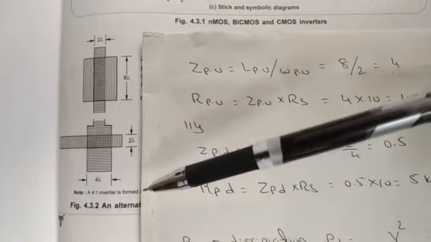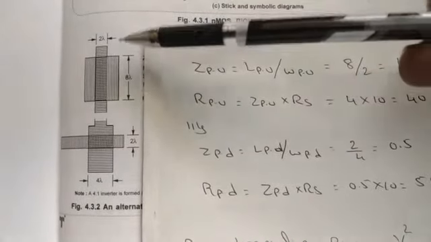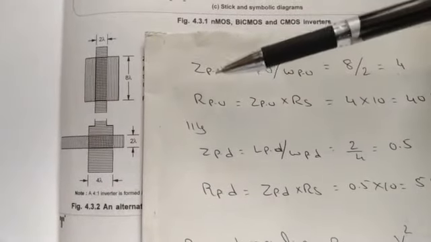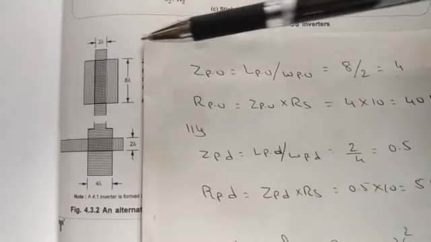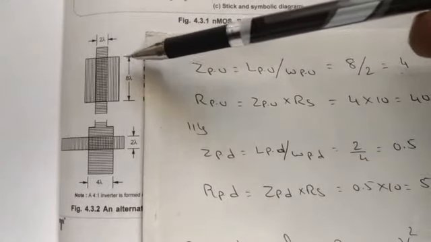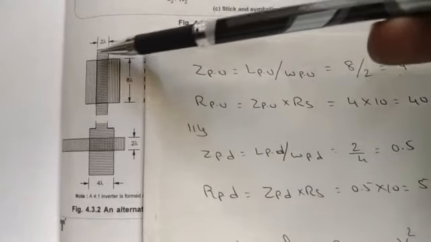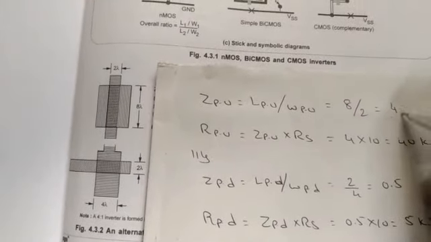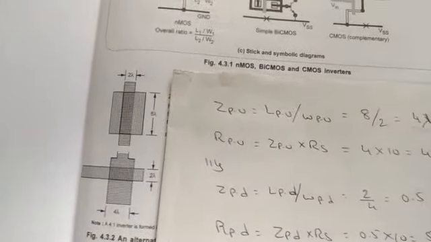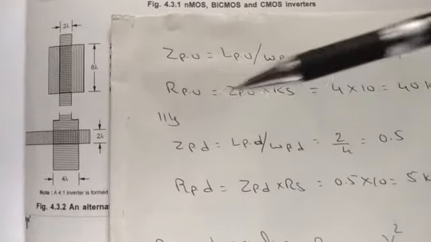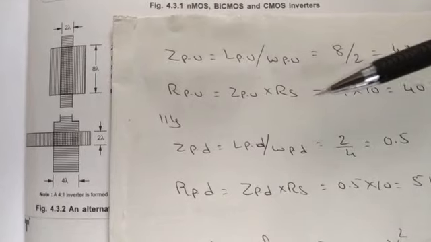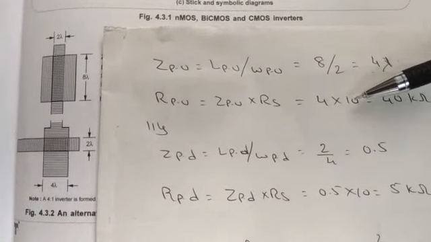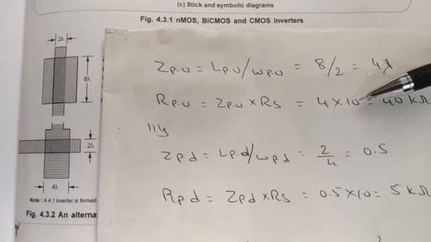Just go through an alternate of the 8:1 NMOS inverter. This one is a pull up transistor and this one is your pull down transistor. We will calculate ZPU, the impedance of the pull up transistor, given by the formula L by W, the length of the pull up transistor divided by its width, that is 8/2. So we get 4 lambda. Next, the resistance of the pull up transistor is given by ZPU into the sheet resistance, that is 4 into 10 kilo ohm. The sheet resistance is given as 10 kilo ohm.